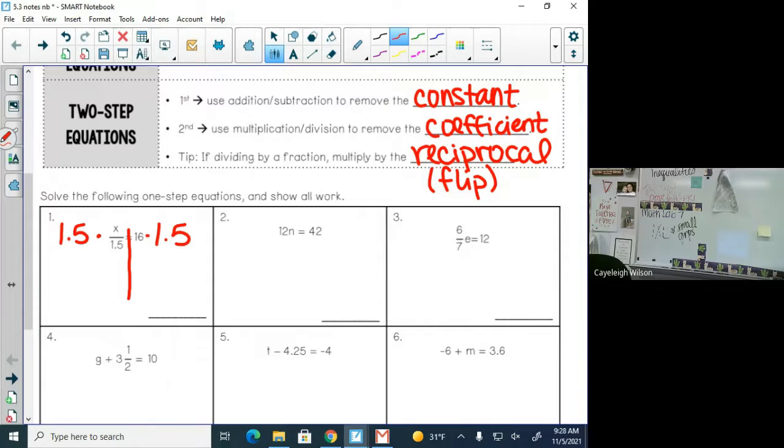Okay. All right, so 1.5 divided by 1.5 cancel out, which gets my x by itself. And then 16 times 1.5 is 21.